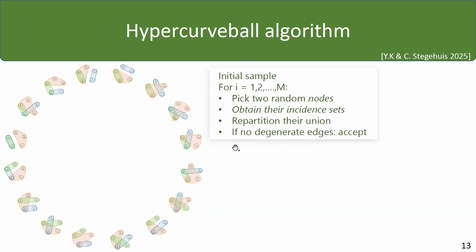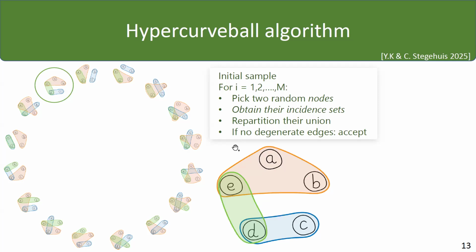We have the same setup, so we need an initial sample again. Let's take the same as before. And now we're going to loop through these 4 steps. And they're the same as for the other algorithm, but the things in cursive are different. So instead of picking 2 random hyperedges, we're now picking 2 random nodes. I pick A and C.